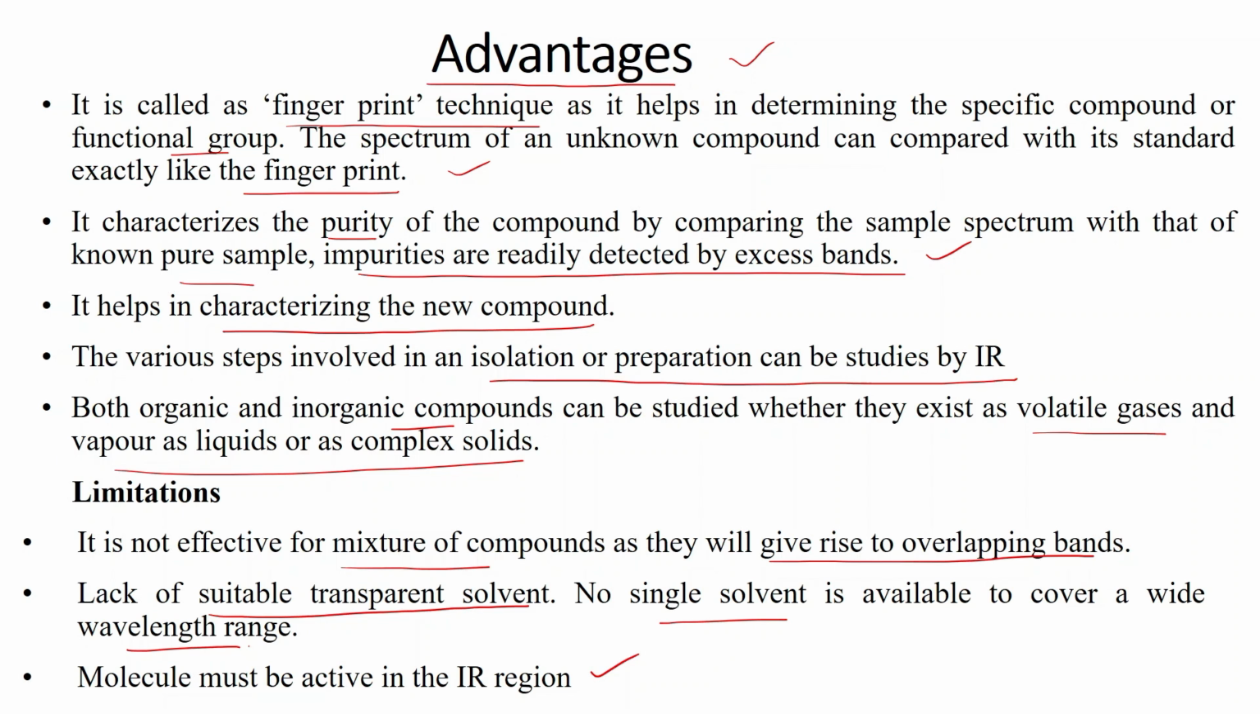And second, it is mostly used for covalent bonds. If an electrovalent bond is there, for example NaCl, it cannot be determined in IR spectroscopy. NaCl has an electrovalent, ionic bond, so that cannot be determined. Also the vibrating frequency of NaCl does not fall in the range of IR spectroscopy, so that way also it cannot be determined. This is the limitation of IR.